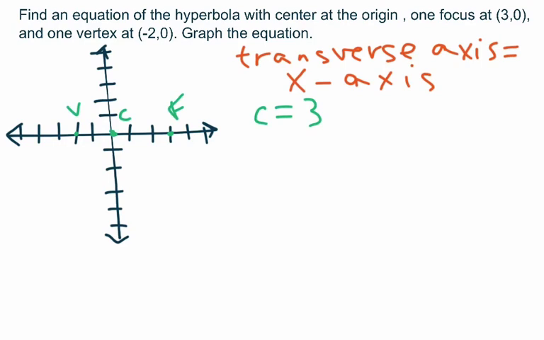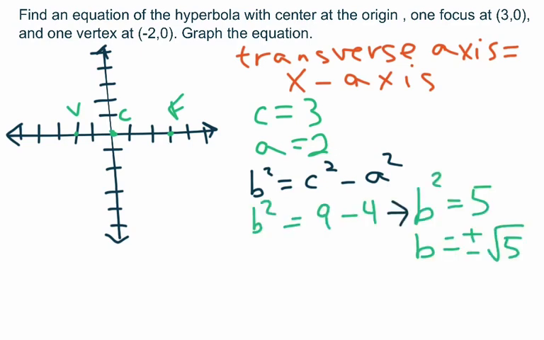Since one focus is at (3, 0), c is equal to 3. Since one vertex is at (-a, 0), a equals 2. We can use the formula b squared equals c squared minus a squared to find the value of b. Substituting values for c and a, we have b squared equals 9 minus 4, so b squared equals 5, or b equals plus or minus the square root of 5.